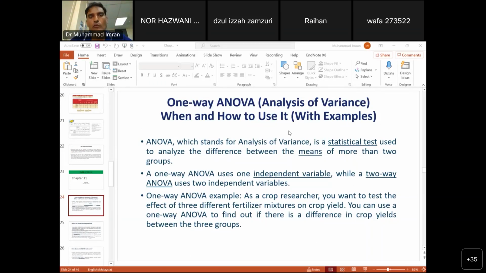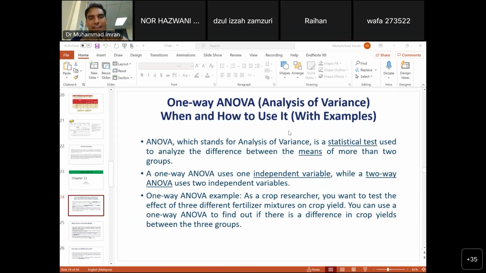Okay. So ANOVA stands for analysis of variance, variability. I told you about the variance in the last few lectures. It's a statistical test used to analyze the difference between the means of more than two groups. A t-test is only for two groups. Understand? This one is for more than two groups. Try to understand the difference between the t-test and one-way ANOVA analysis. This is also comparing the means, but more than two means. Got it?